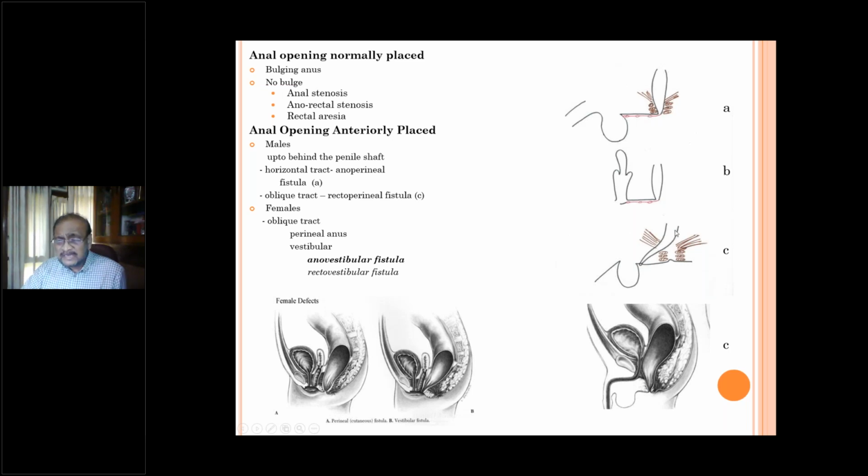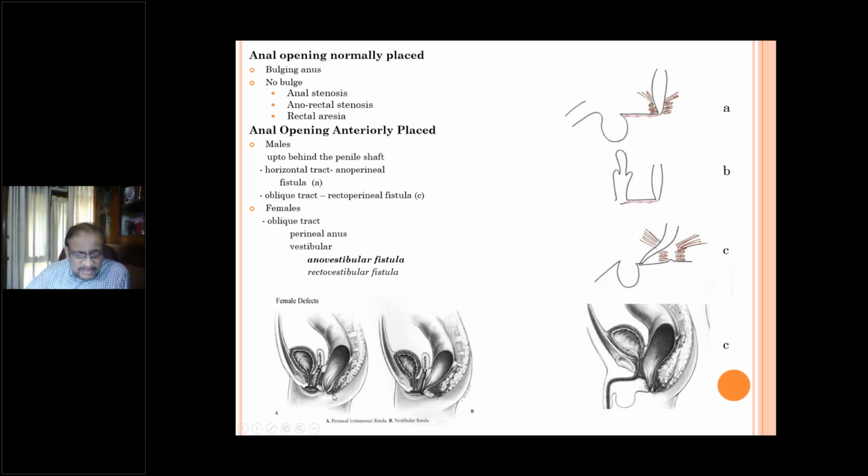The other could be that there is a whole displacement of the lower end anteriorly, which is known as a true ectopic. This is not a true ectopic, this is a covered anus. This is a covered anus. This is not a covered anus, this is a true ectopic anus. So, number one, you could be having a horizontal tract, which is an anoperineal fistula, or you could be having an oblique tract, which is a rectoperineal fistula.